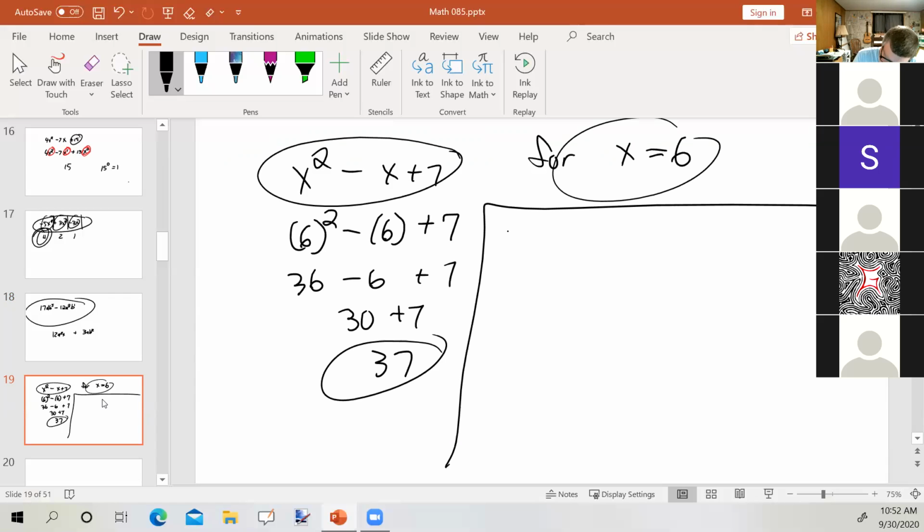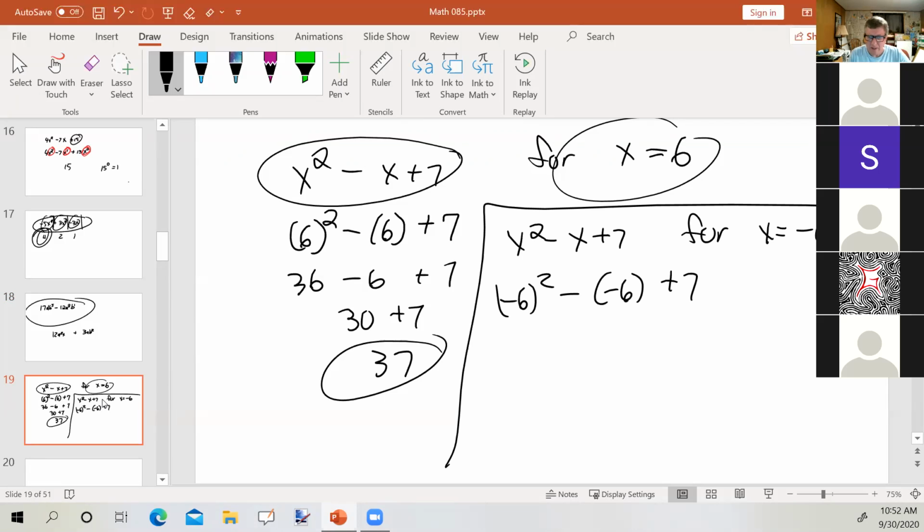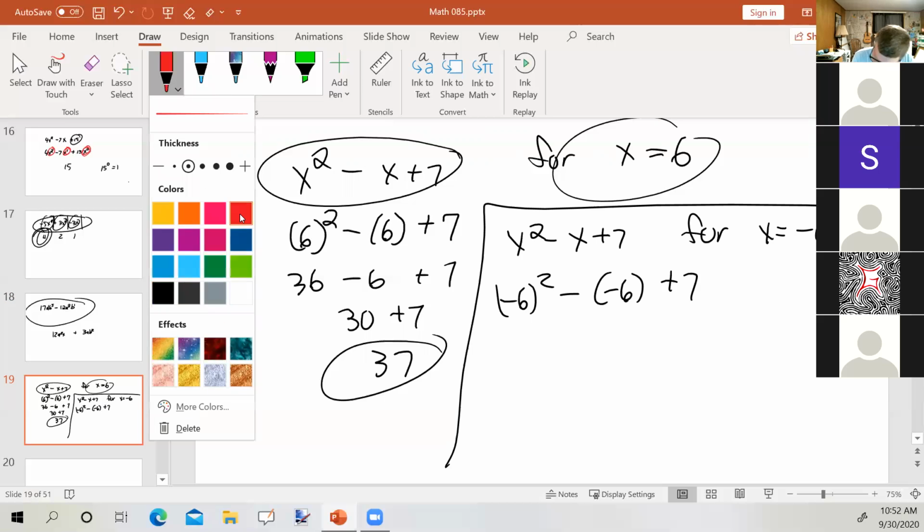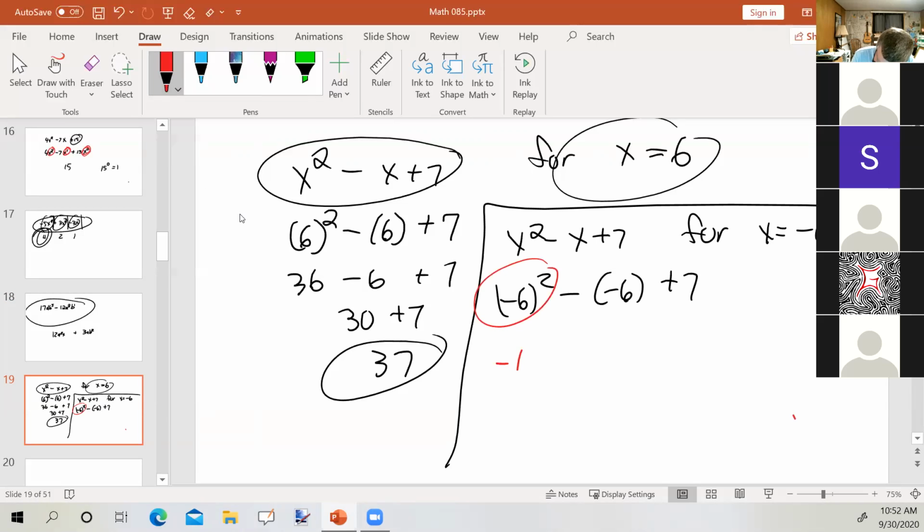Let's take that same expression and now evaluate it for x equals negative 6. So I'm going to get negative 6, the quantity squared, minus negative 6 plus 7. Now, I want to point out something. Let me change colors here. I didn't write that. That is not the same as that.